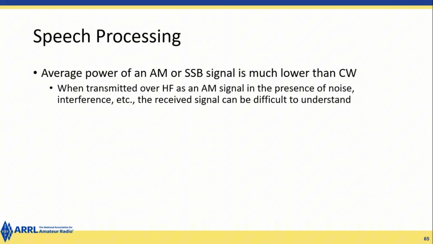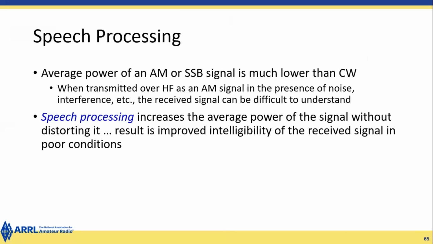So another circuit, speech processing. The average power of an AM or single sideband signal is much lower than CW. When an AM signal is transmitted over HF in the presence of noise, interference, etc., the received signal can be difficult to understand. Speech processing increases the average power of the signal without distorting it, which results in improved intelligibility of the received signal in poor conditions.